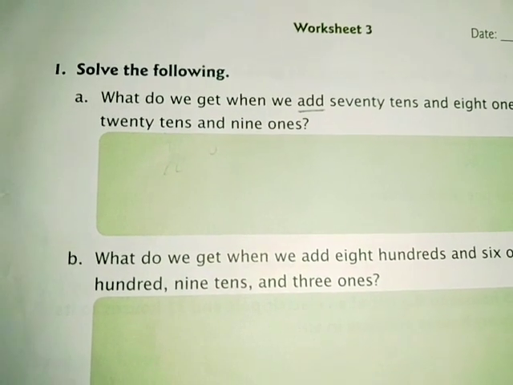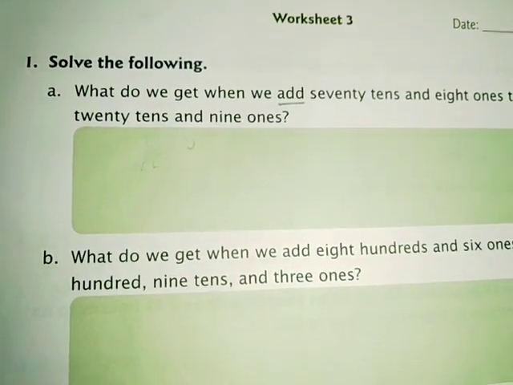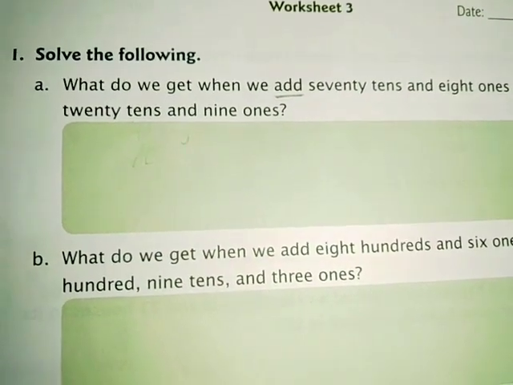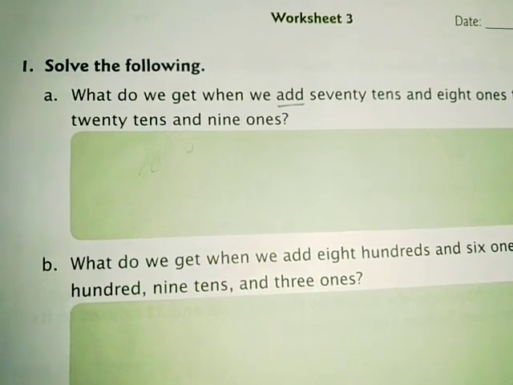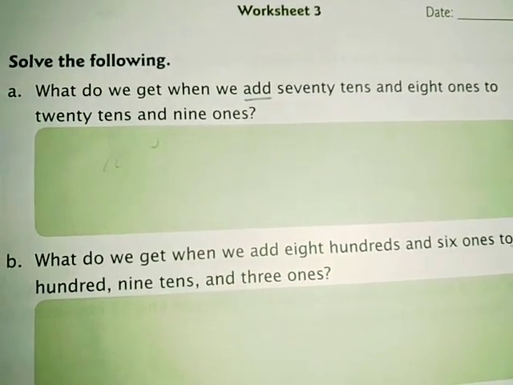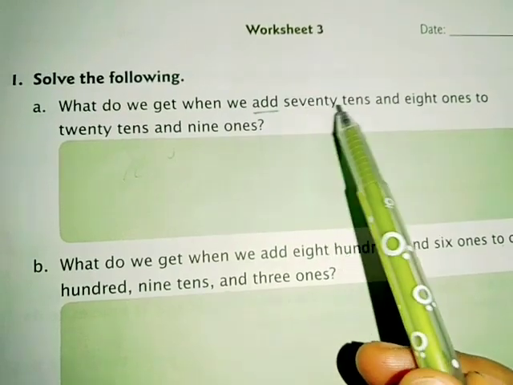Coming to worksheet 3, here also we have nothing new, but the way of presentation is a little different. That is why some of you are finding it difficult to understand. So let us read and see how it is to be done. Solve the following. What do we get when we add 70 tens and 8 ones to 20 tens and 9 ones? Notice here, students, the word add is given. This means we have to add up the numbers.